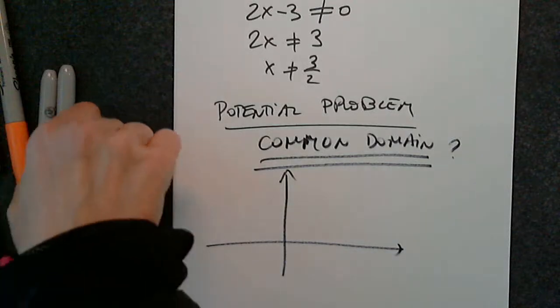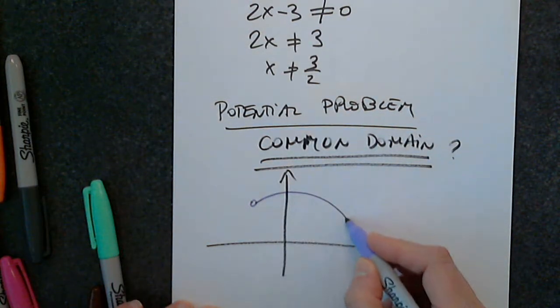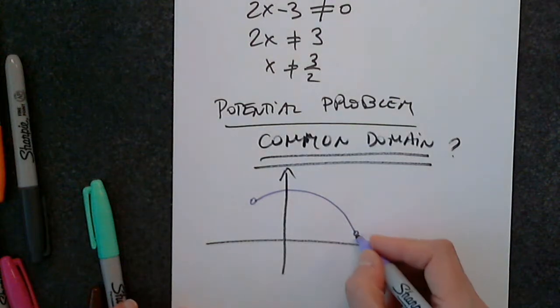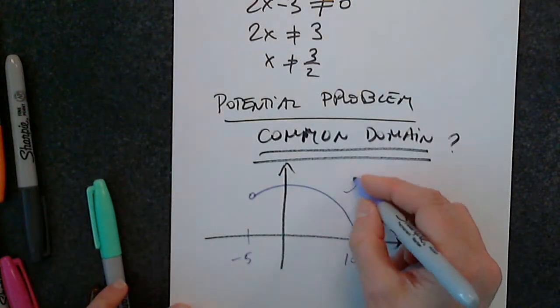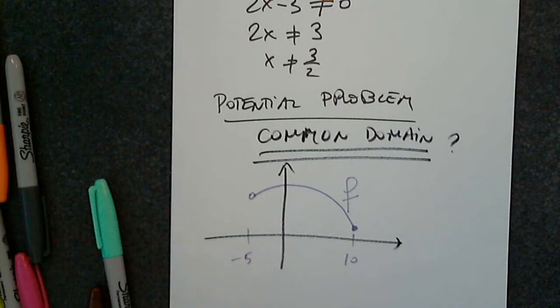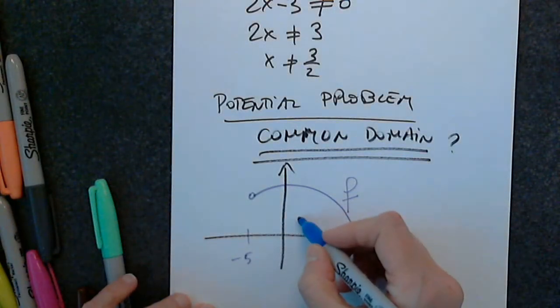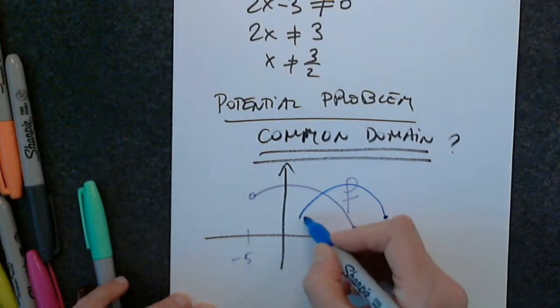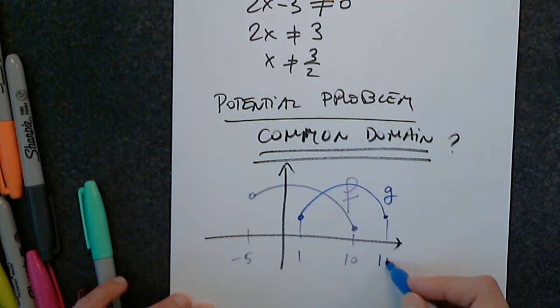Let's say I have this function. Let's close it here. Let's say between negative 5 and positive 10. This is function f. And I'm going to draw another function. Let's say this function, function g, between 1 and 12.